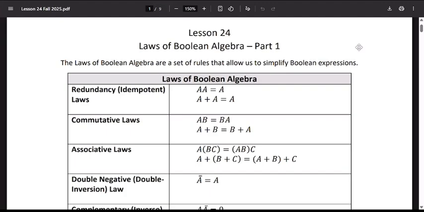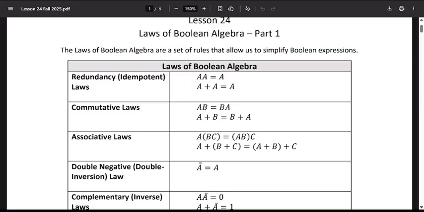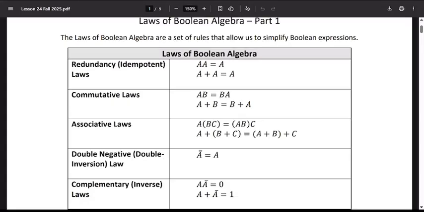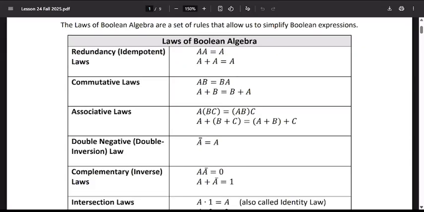Of course, we need to be guided by the laws. Among the laws of Boolean algebra, we have redundancy, which we also call idempotent laws. We have commutative laws, associative laws, and so on. I'm going to walk us through this one at a time. First, we start with the redundancy law.